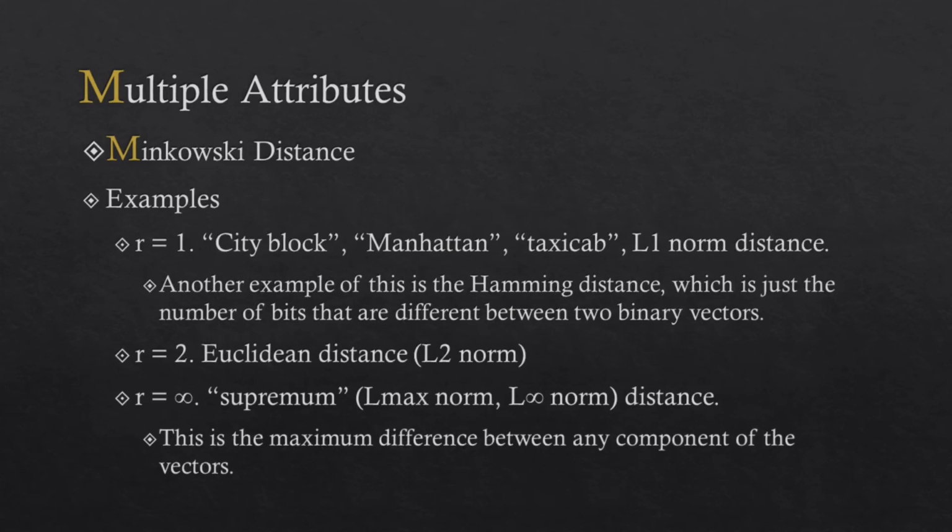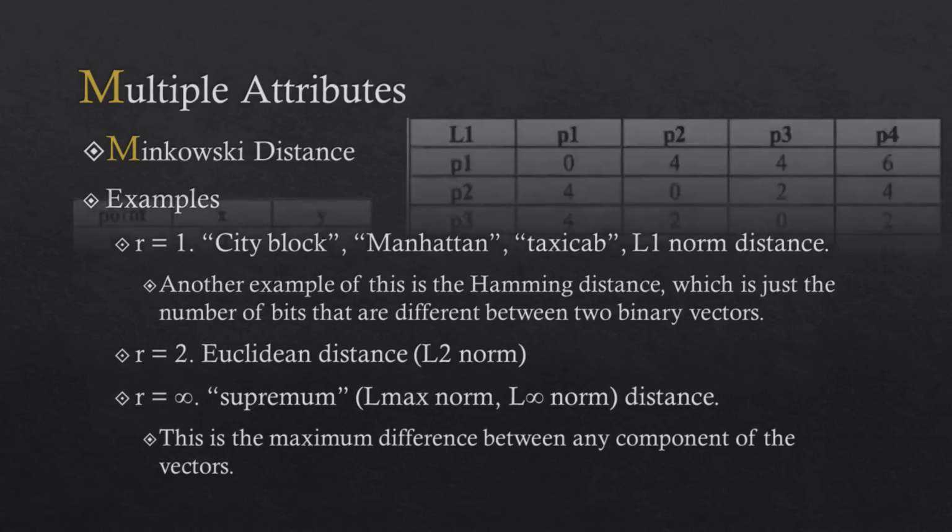So ito po yung examples. So if yung r nga is equal to 1, city block, Manhattan, taxi cab, L1 norm distance, and meron pa po siyang another example na Hamming distance, which is just the number of bits that are different between two binary vectors. So kapag naman po yung r is equal to 2, Euclidean distance, L2 norm. Then kapag yung r to infinity, supremum distance, so L max norm, saka L infinity norm distance. This is the maximum difference between any components of the vectors.